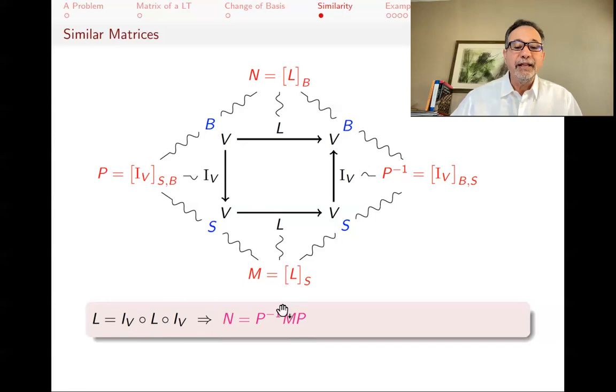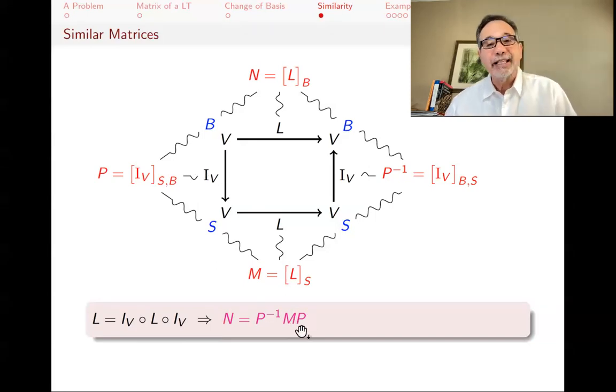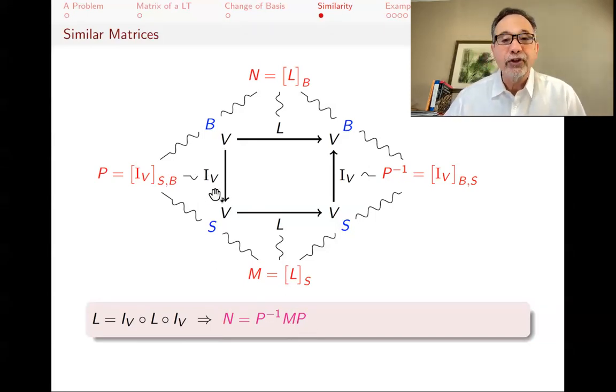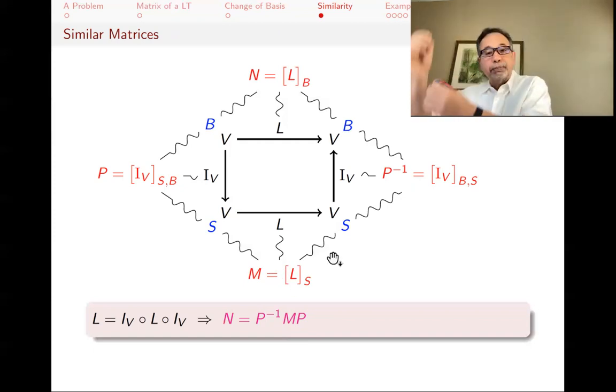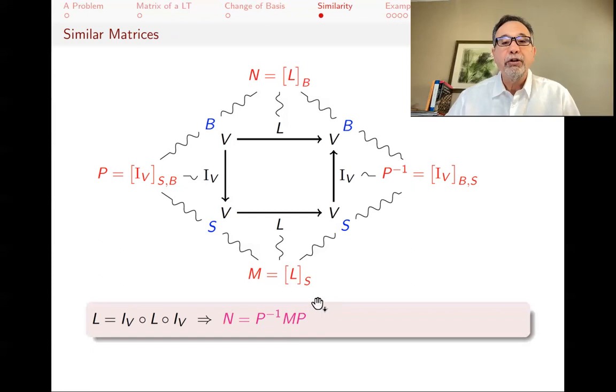Now, P inverse comes first and P comes last because P is actually the first thing we apply. And when we are using matrices, we take matrices and multiply them by column vectors. We put the column vector at the extreme right, and P is the first guy that gets multiplied by that. So we need to do P first, and the first one that gets multiplied is going to be on the right. And then we apply M to the result, and then P inverse. And so N is going to be P inverse MP.